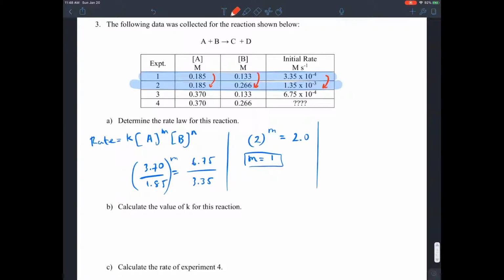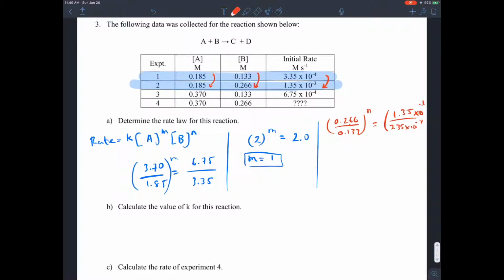So what's my order? That's going to be 0.266 over 0.133. That's clearly 2, but I'll write it anyway. 0.266 over 0.133 to the n power. It doesn't really matter, but to be consistent. And let's do it. It's going to be 1.35, but actually this is different, see, because it's times 10 to the negative 3. So I'm going to say times 10 to the negative 3. And then this is going to be 3.35 times 10 to the negative 4.